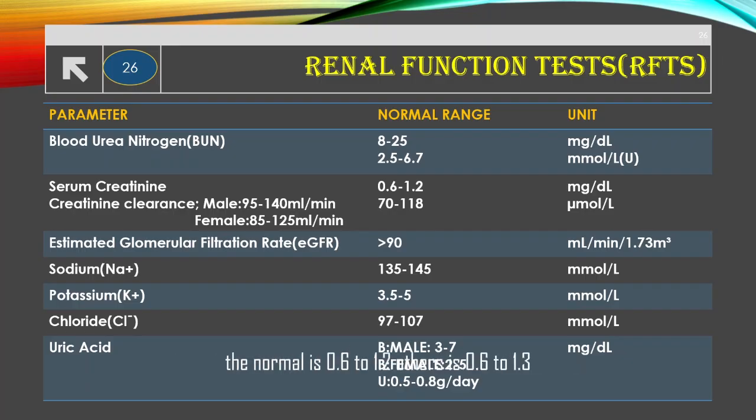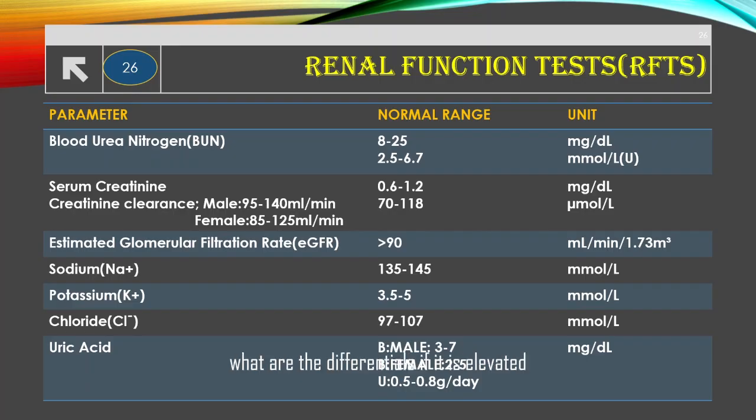The normal is 0.6 to 1.2. Others will say 0.6 to 1.3. That's okay. Milligrams per deciliter. If you want to normalize it to micromole per liter, it's 70 to 118. Others will say 70 to 116. That's fine. So that's for creatinine. So serum creatinine is just used to what? It signifies the protein metabolism and whether this chemical is being excreted by the kidneys or not. That's what you need to know.